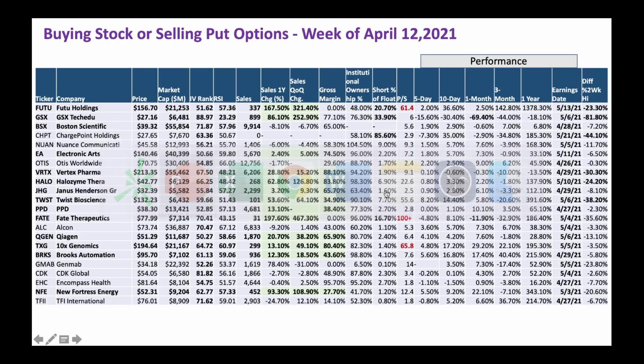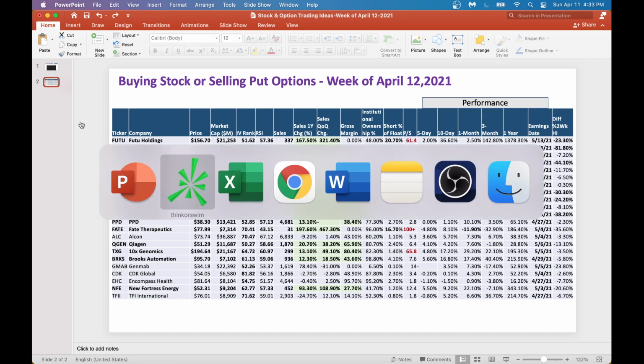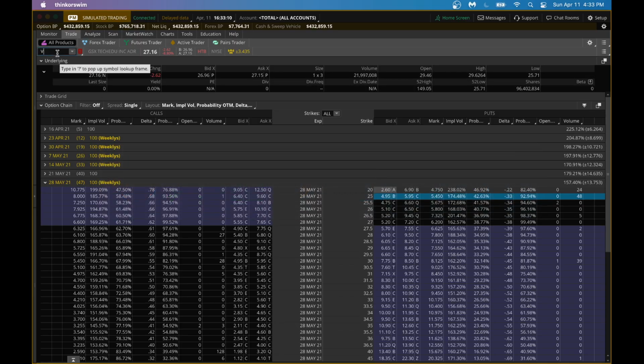Now let's go back to the PowerPoint. We've got a couple other ideas here. I will maybe look at one or two. One more we look at is Vertex Pharmaceuticals. Stock price is 213 and the IB rank is 67, nice and high. RSI is 48, which is relatively low, which is what we want to see. There is good earnings and sales growth, nice gross margin, and earnings is 429 around the corner. And it's off 30% from its 52-week high. So let's see what we can do with Vertex Pharmaceuticals. For that, let's go to the option chain here.